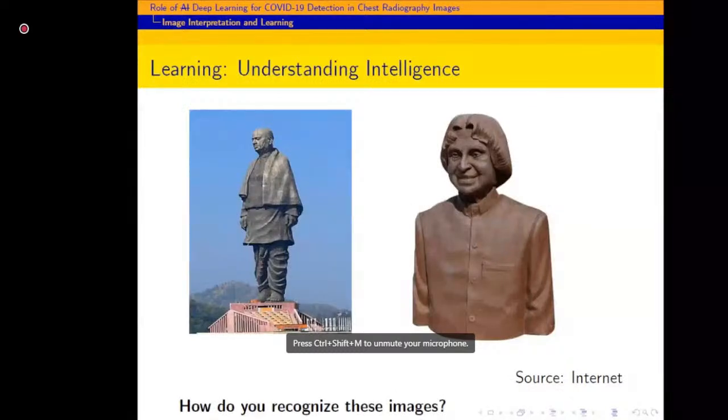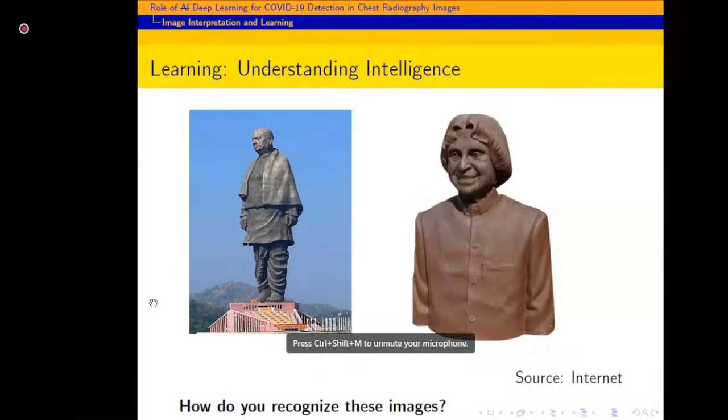So now let us talk about what is learning. To make you understand what exactly learning is, I have two pictures. The picture on the left-hand side, you all know. If I ask you one simple question, can you recognize these two images? The answer is pretty obvious. The picture on the left-hand side is nothing but the statue of Sardar Vallabhbhai Patel, or Statue of Unity, you can say, and the picture on the right-hand side is the statue of Dr. APJ Abdul Kalam.